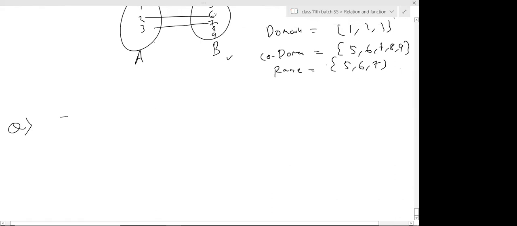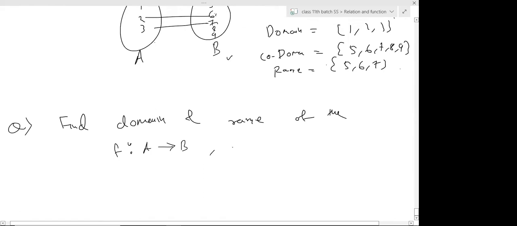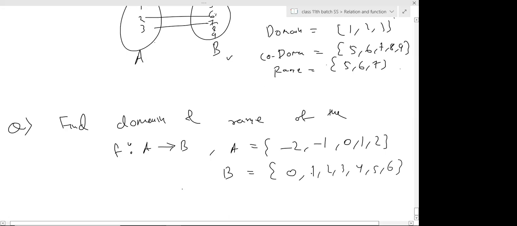One question on this. Find the domain and range of the function from A to B. A equals -2, -1, 0, 1, and 2. B is 0, 1, 2, 3, 4, 5, and 6. And f of x is equal to x square. This is the condition here. f of x equals x square.